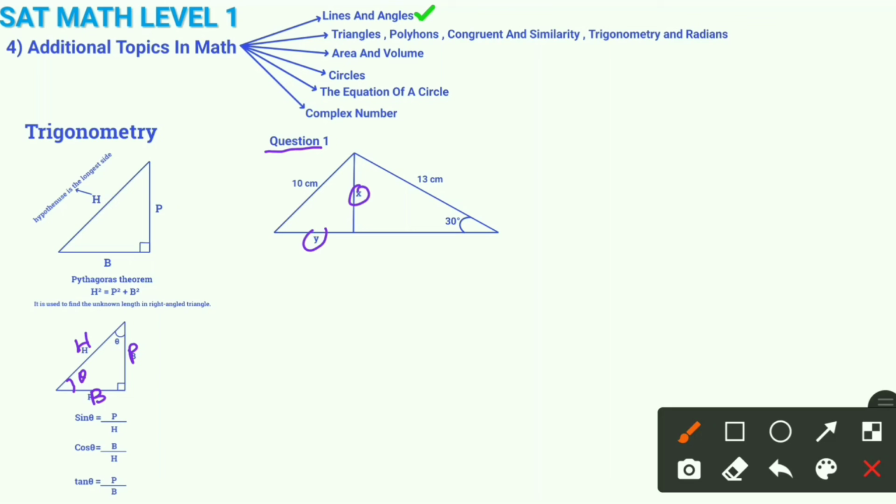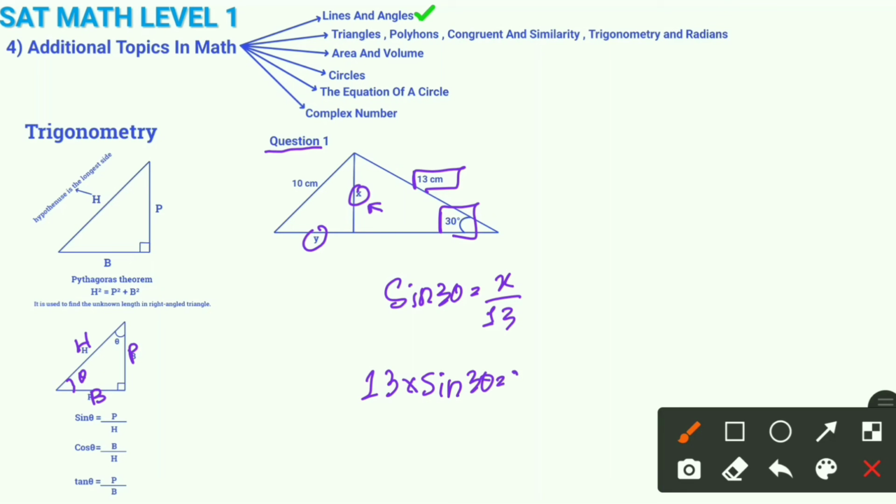So let's say that we have this question. It says to find the value of x and y. So let's find the value of x. Since we know the hypotenuse and we know the angle, I can use sine. Sine 30 degrees equals x upon 13, so 13 multiplied by sine 30 is equal to x, and I'm going to use a calculator. Okay, now we have found the value of x.